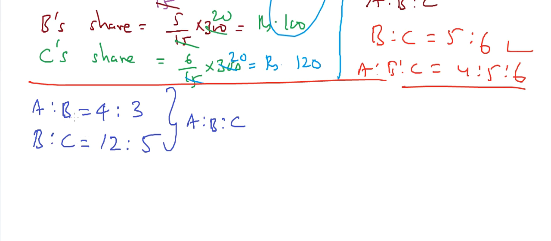Again here, A is to B, B is to C. What is common here? B. B is common. So we need to make that common term the same. So here 3. So how to make them equal?